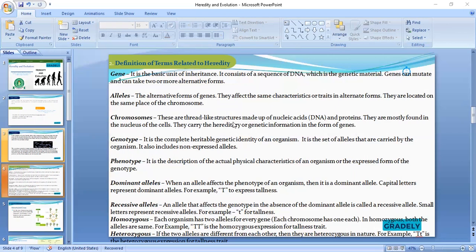So that is it about genotype and phenotype. Now let's look at dominant alleles and recessive alleles, since we've already explained what an allele is.